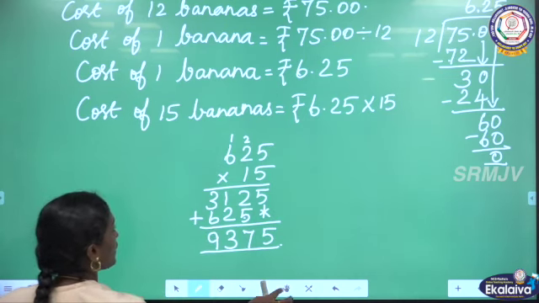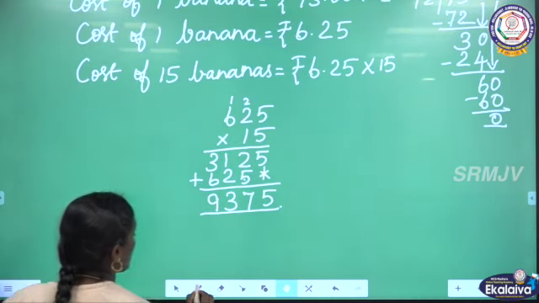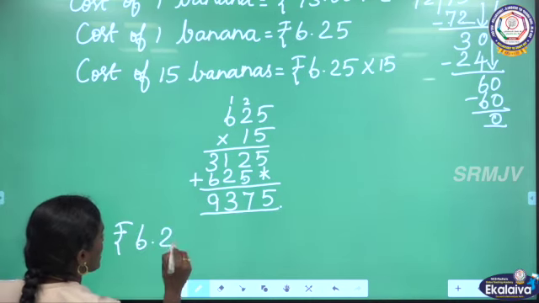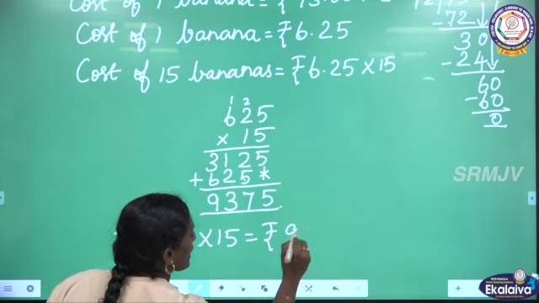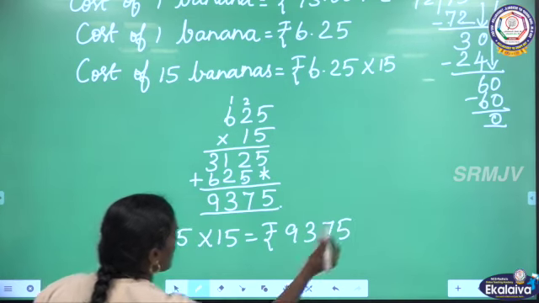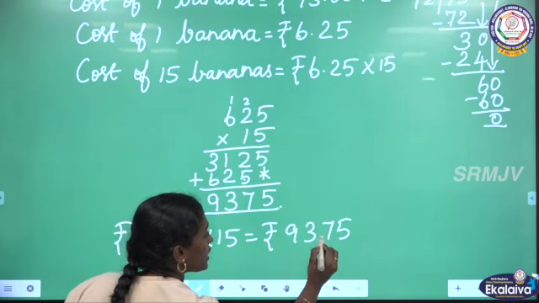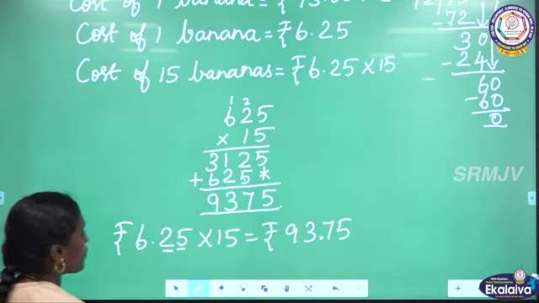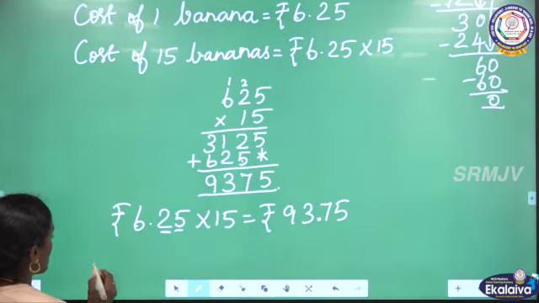This is the product of 625 into 15. Now I am going to write the answer for the given question. 6.25 into 15 is equal to rupees, we got 9,375. In the given question, how many decimal places? 2 decimal places. So in answer also we need 2 decimal places. So from the last, before 2 digits we have to keep the decimal point. So the answer is rupees 93.75. This is the cost of 15 bananas.